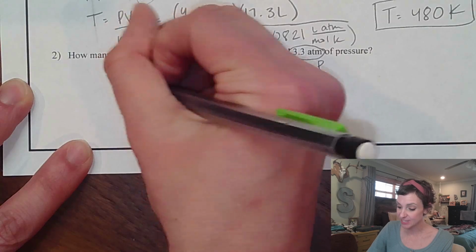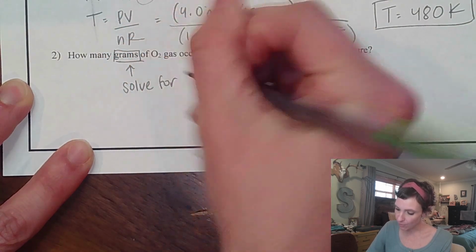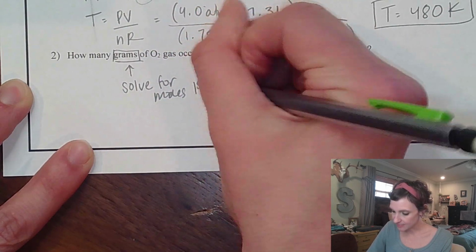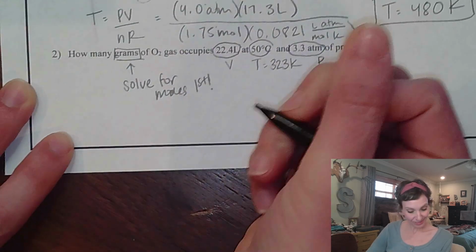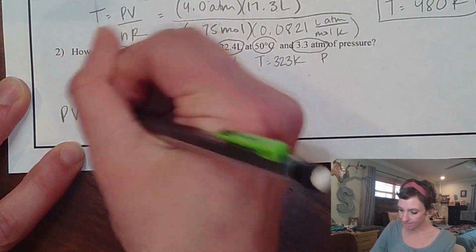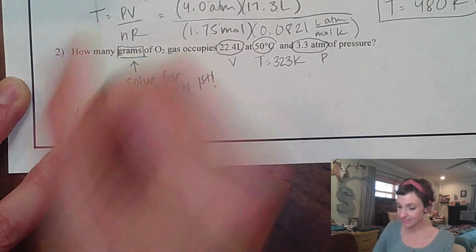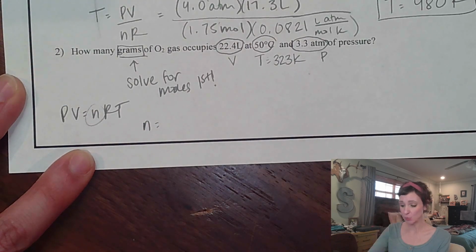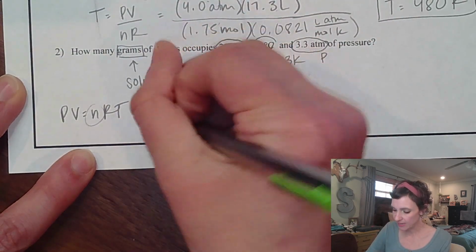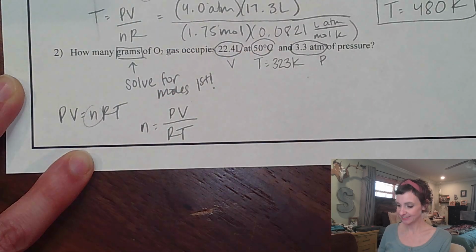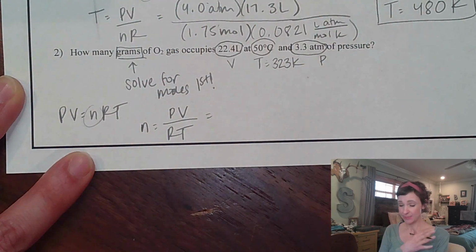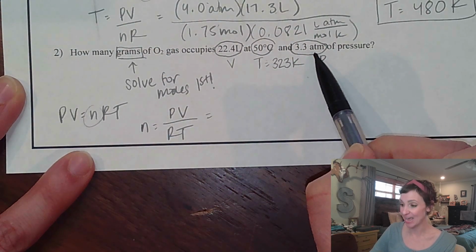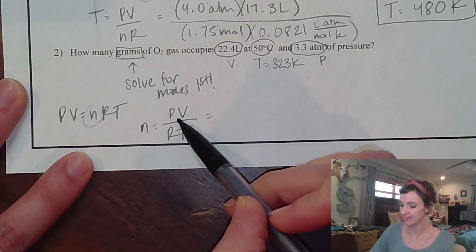So what we can say is we can solve for moles first. All right, so we are using PV equals nRT, solving for moles. Rearranging that equation to say moles is equal to would be PV over RT. So I've got to check to make sure everybody's units are looking good. Pressure, is it in atmospheres? It is. We're good. Volume, is it in liters? It is.